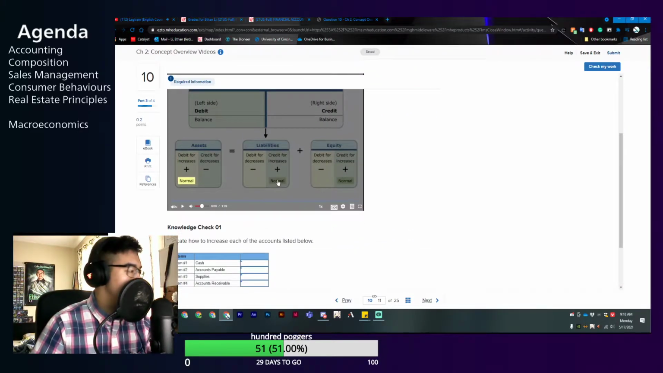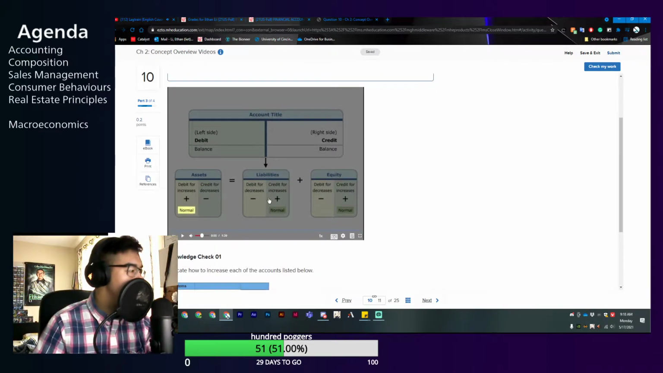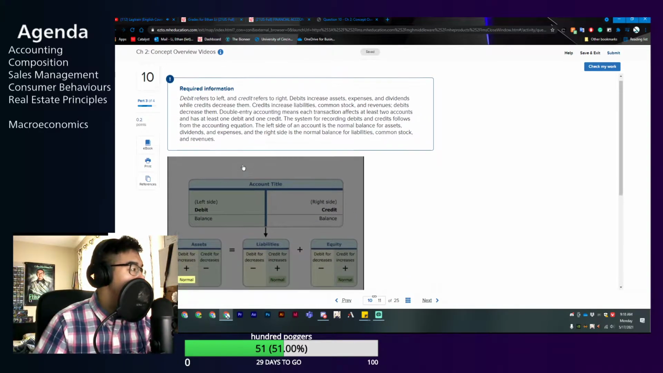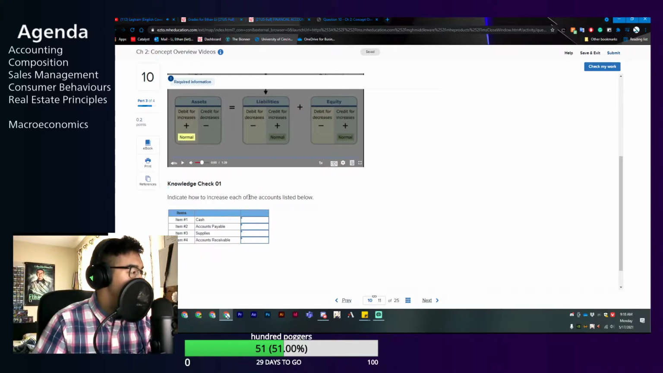Oh, not again. Okay, let's see. How to increase each of the accounts. So to increase cash, that'd be a debit. Accounts payable. Accounts payable would be an asset, so that would be credit. Supplies would be debit. Accounts receivable would be debit as well.